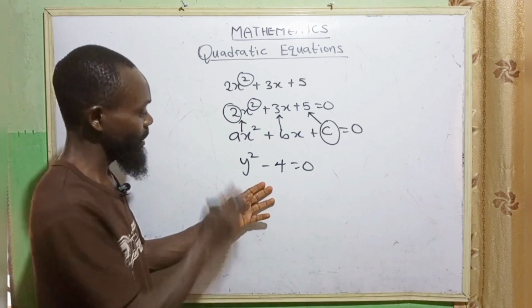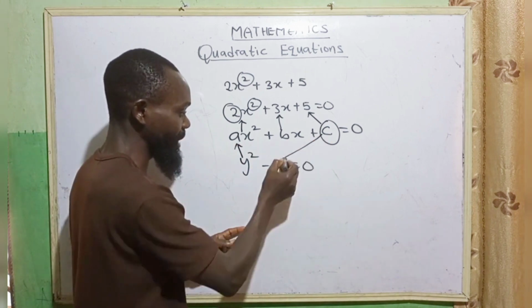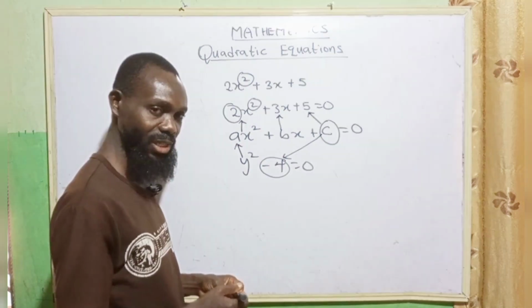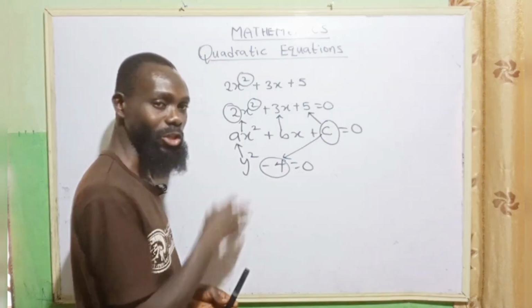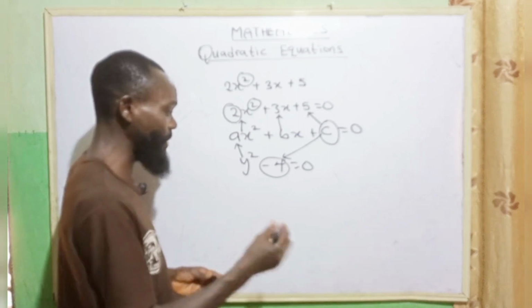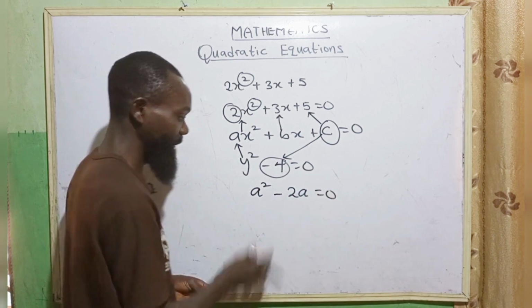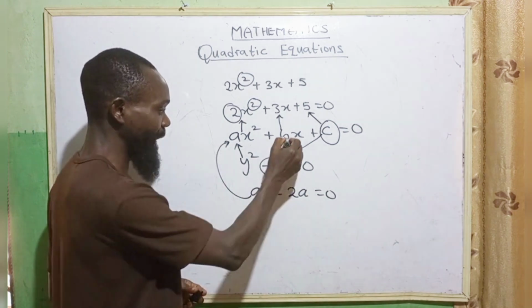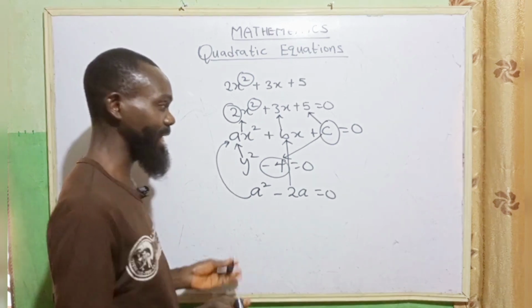In this case, we have ax squared, this one, and we have a constant, which is minus 4, but we don't have bx. Since we don't have bx, it's still a quadratic equation. Sometimes the constant might be missing, like a squared minus 2a is equals to 0. In this case, we have a squared and this one, but there's no constant. So this is also a quadratic equation.